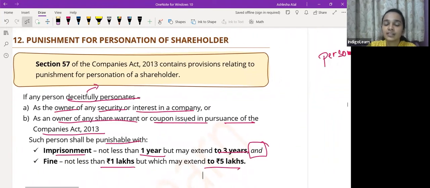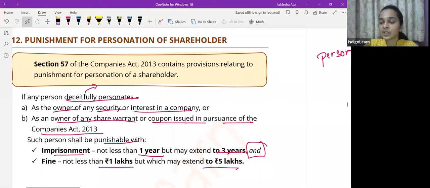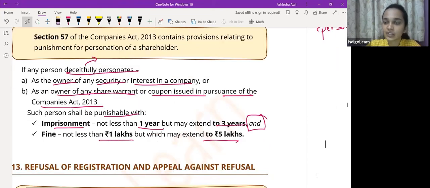So this is a punishment to a person who impersonates to be someone who is not. He impersonates a shareholder of the company. So anyone who's doing such an act, he will be punished. उसको punishment मिलेगा. Clear hai? It's a very general section.